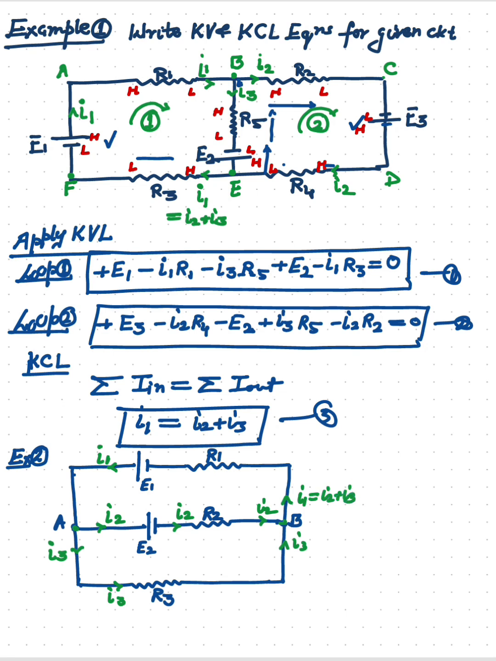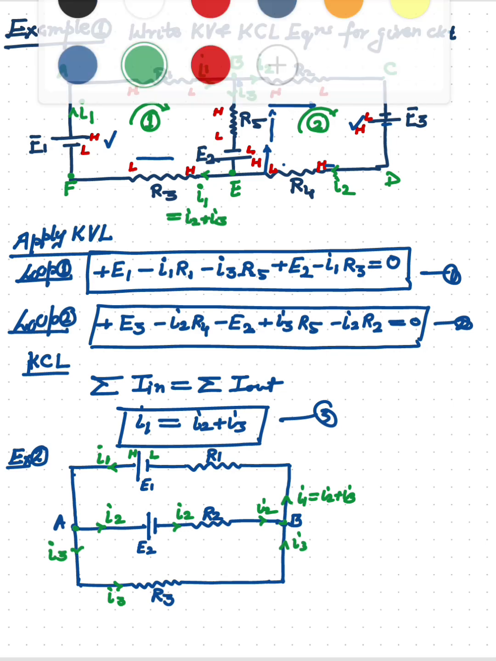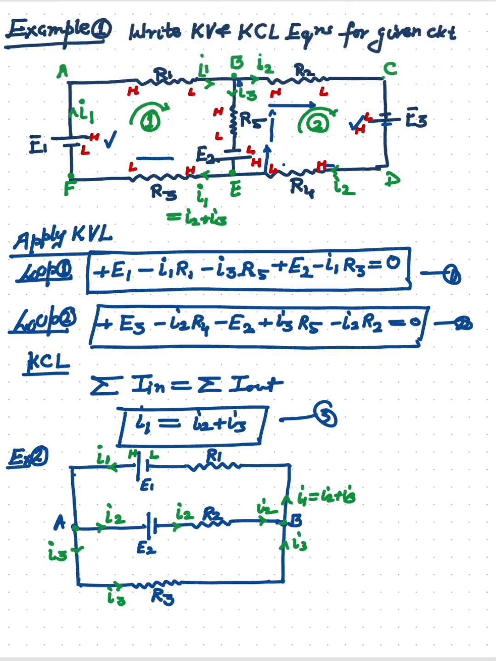Okay, and now our first task is to mark high and low. So this will be high and this will be low. Clear? And let me change the color. Okay, so this will be high and this will be low, and this will be high and this will be low. Here the current is coming like this, I1, so this will be high and this will be low, and across this resistance this will be high and this will be low. So we marked H and L in the entire circuit.